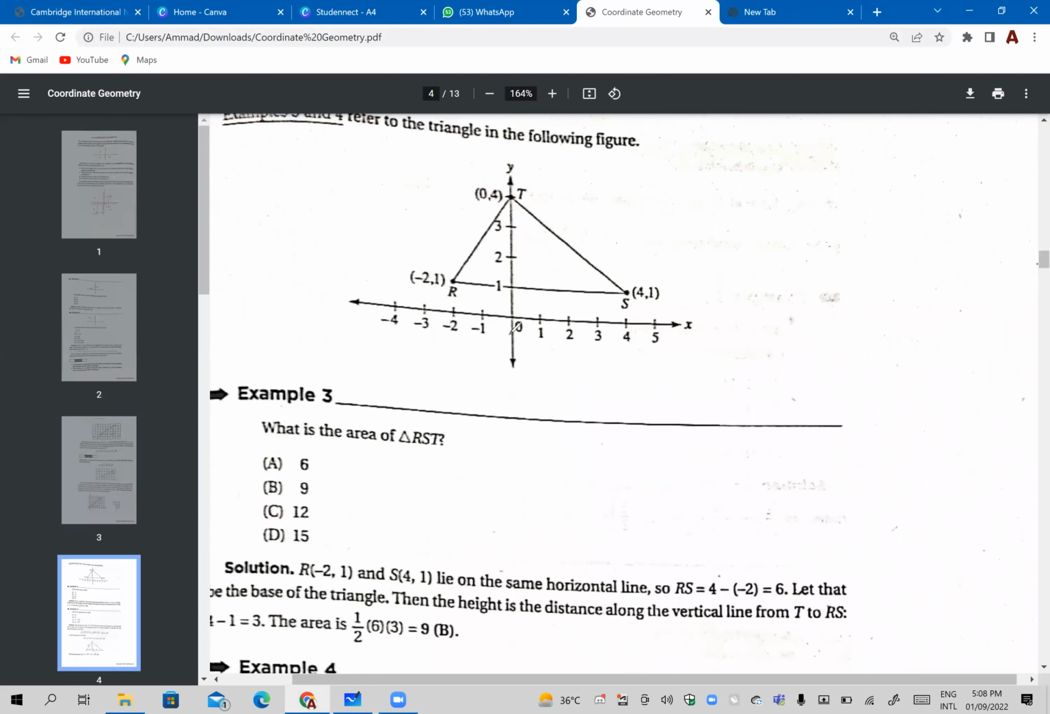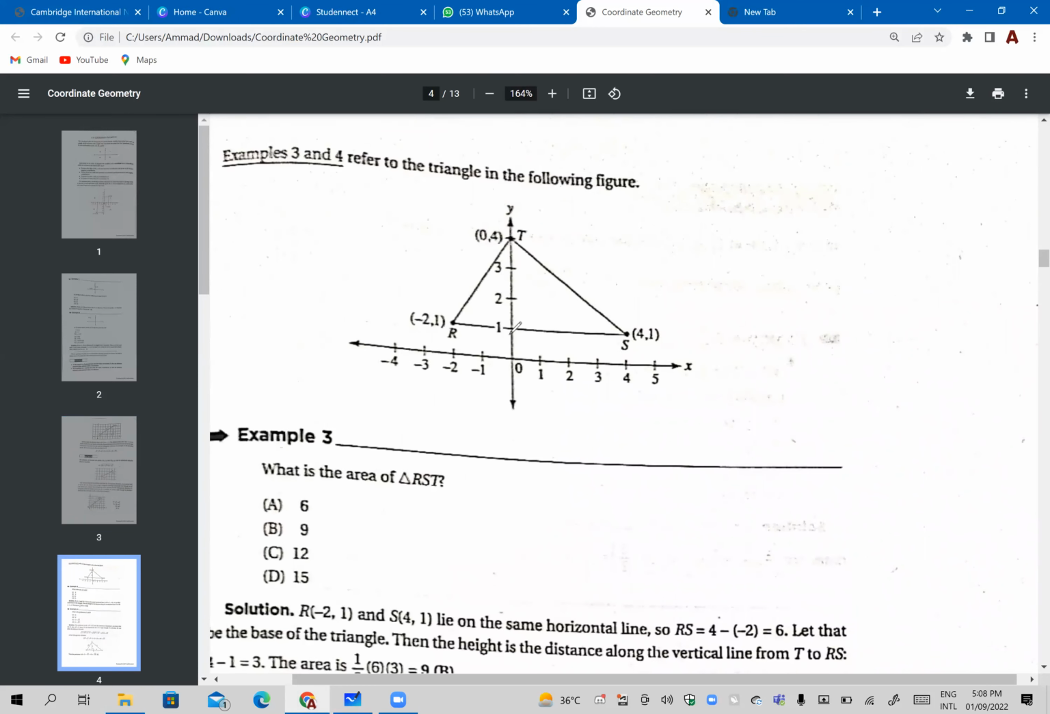What is the area of RST? For area, you need all three lengths, and for these three lengths, you're going to figure out the distances first of all. So let's first figure out the distance of RT.